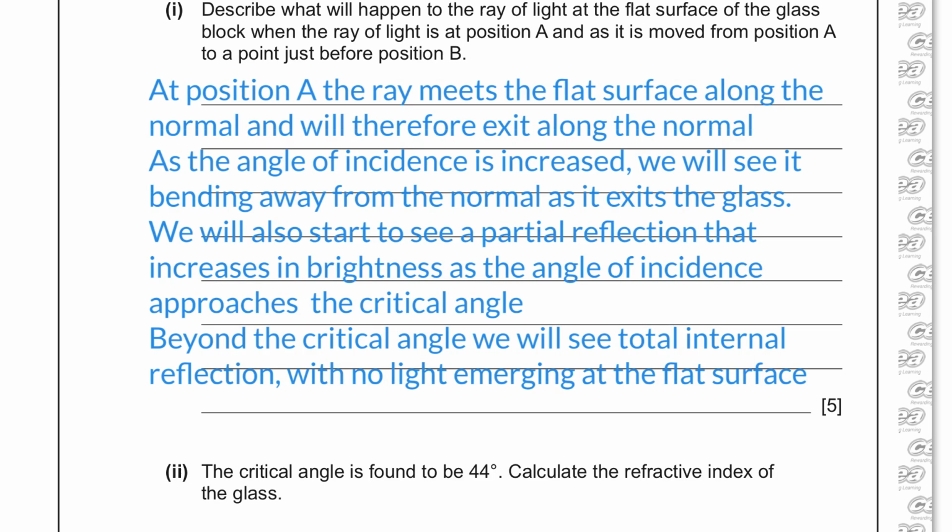So you want to give a description of what happens at the very beginning, which is the two interfaces. The ray is at the normal, so it will exit along the normal. Then you want to talk about there being, because it's speeding up as it leaves the glass, there'll be a bending away from the normal. You should also start to see some partial reflection, because every interaction with the surface can give rise to reflections. But that reflection will increase in brightness as the angle of incidence approaches the critical angle, and then beyond the critical angle you'll only see the reflected light. You'll only see what we call total internal reflection, with no light emerging at the back surface anymore.